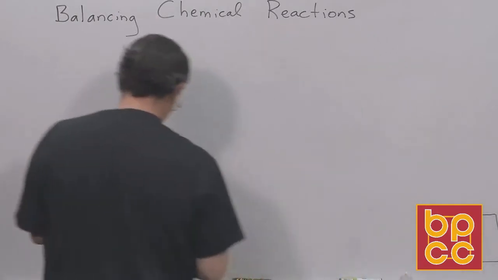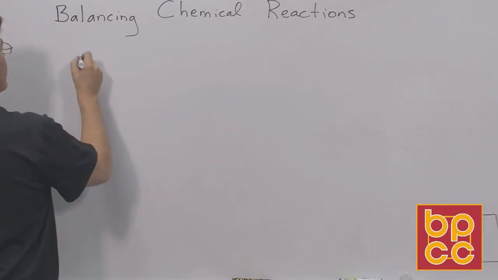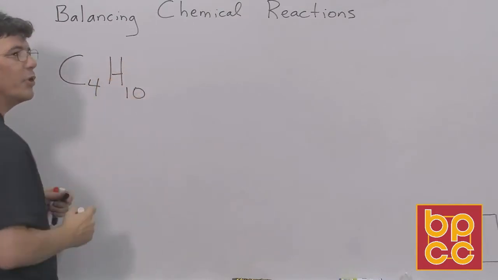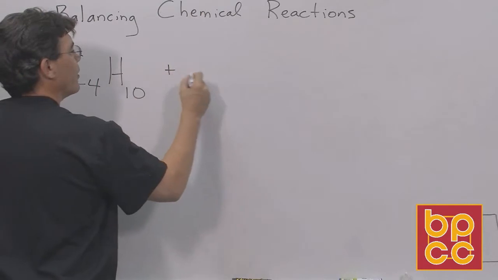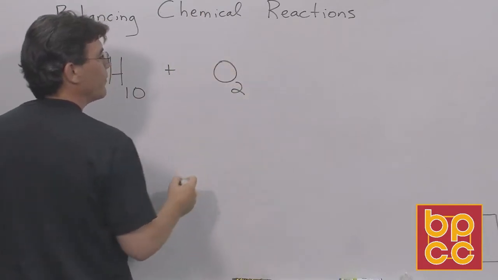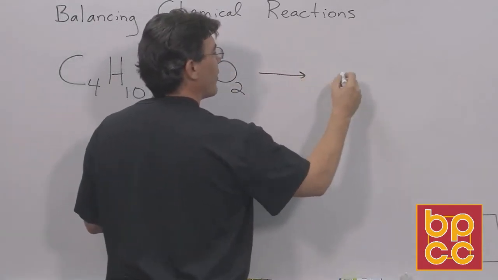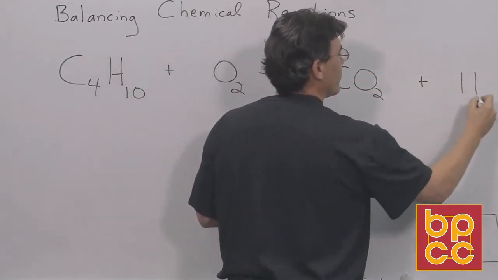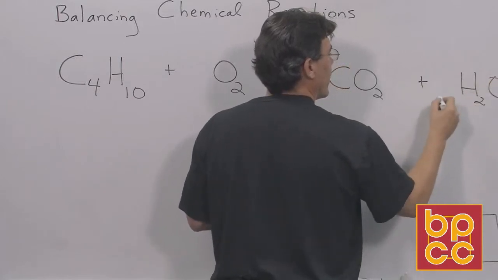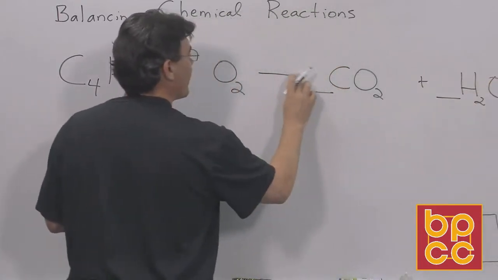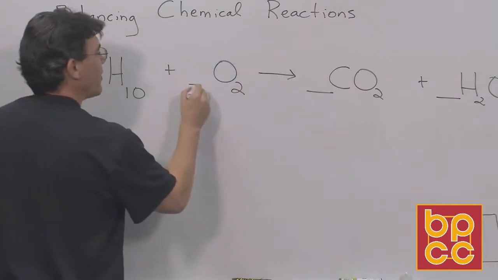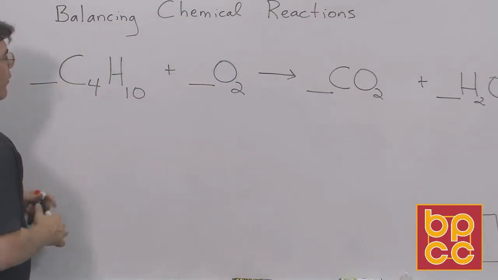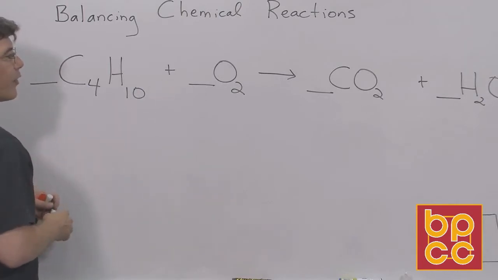Let's take, in this case, C4H10, which is butane, combine it with oxygen, and we'll see the products that we get are carbon dioxide and water. Okay, and I'm going to assume that we're not balanced. We might be. Sometimes we get lucky and the reaction is balanced as written with all ones, but I don't think so in this case. So I'll put blanks out in front here again for coefficients.